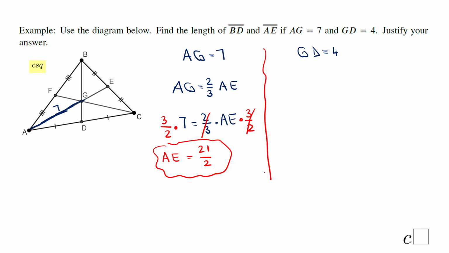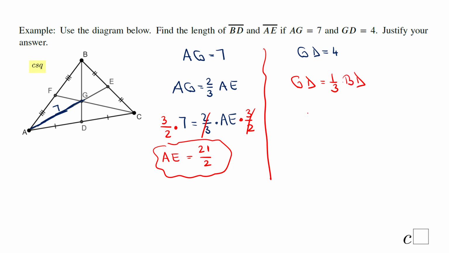Let's take a look now at the second part, where we know GD is 4, and we want to find BD. If you remember, BD, I'm sorry, is the other way. GD is 1/3 of BD.